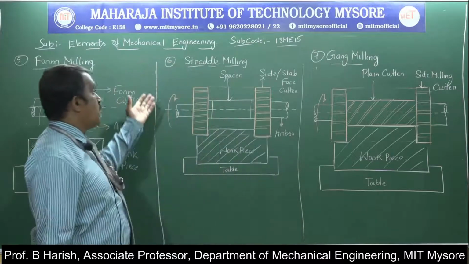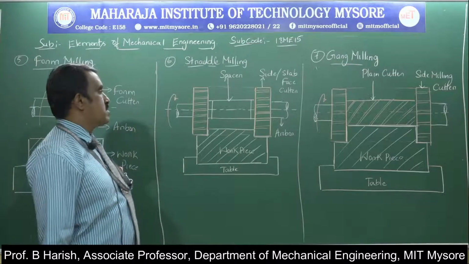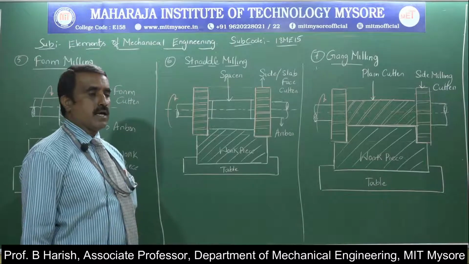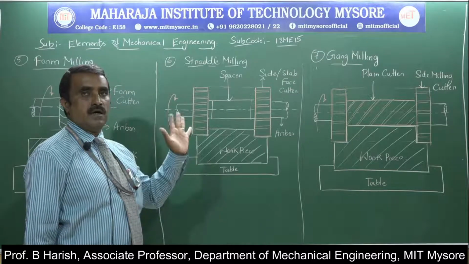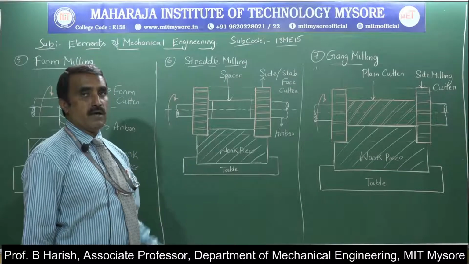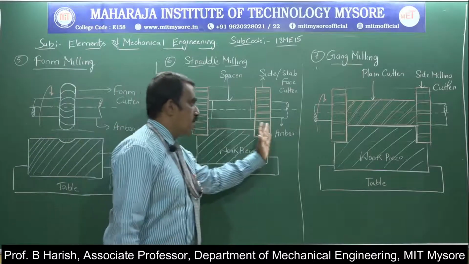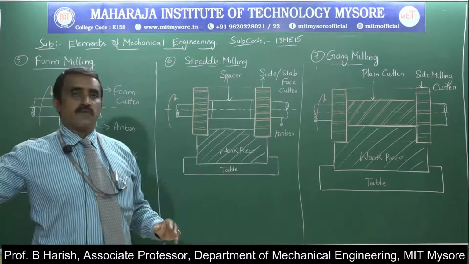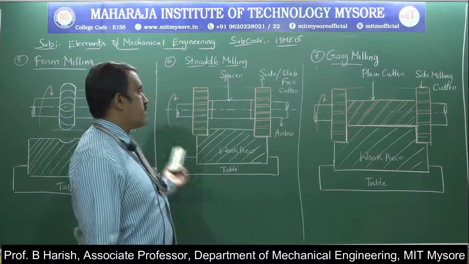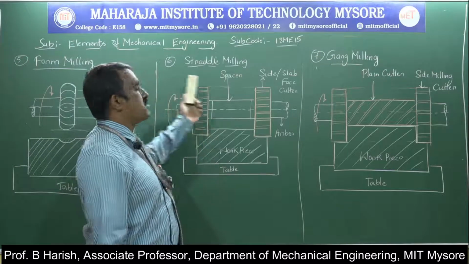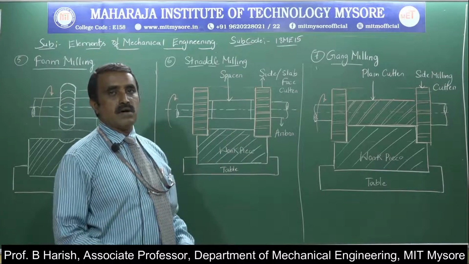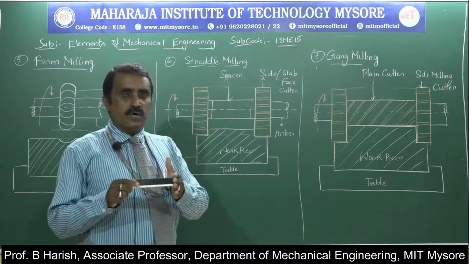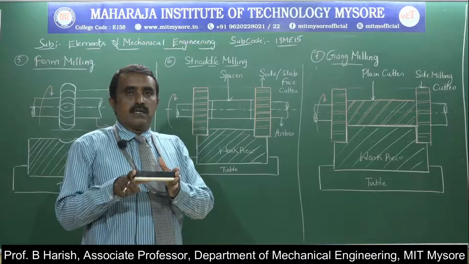Then one more operation is called straddle milling. Straddle milling is an operation similar to vertical milling, that is end milling, which is performed on a vertical milling machine. But here you can observe it is performed on a horizontal milling machine. So what is straddle milling? Straddle milling is an operation performed on a given job where material is removed from both the ends.